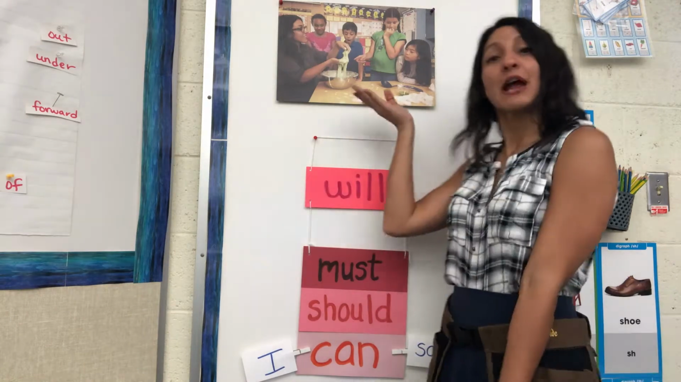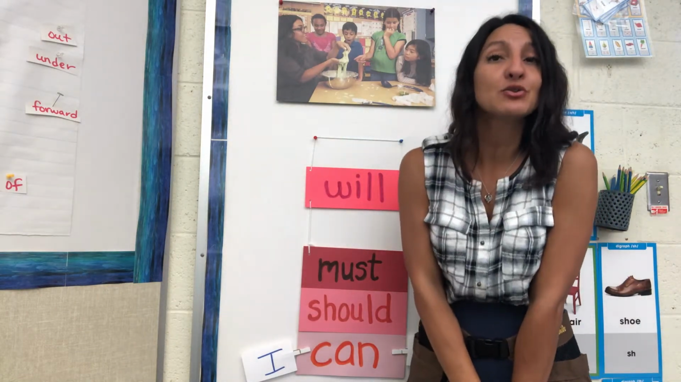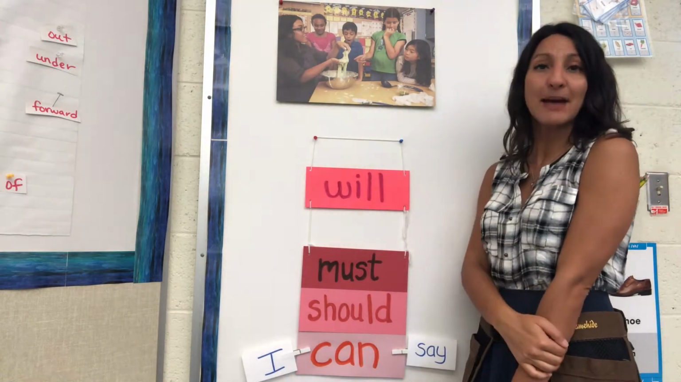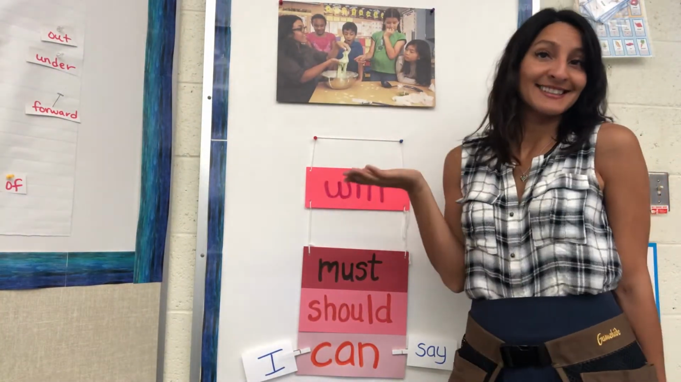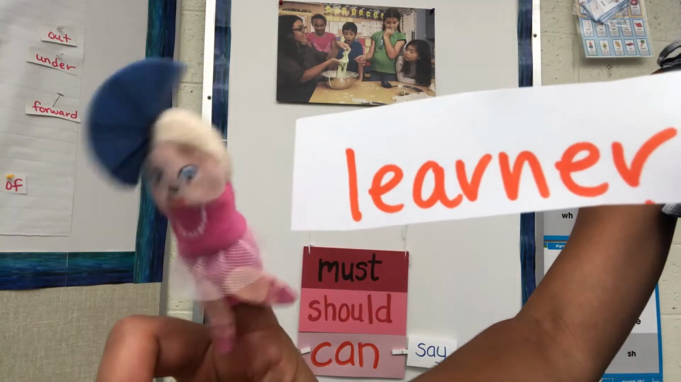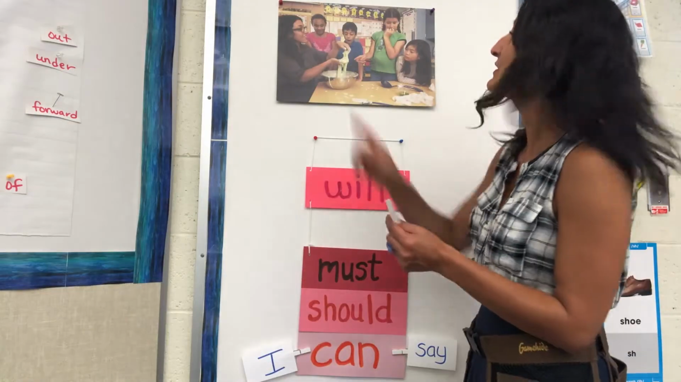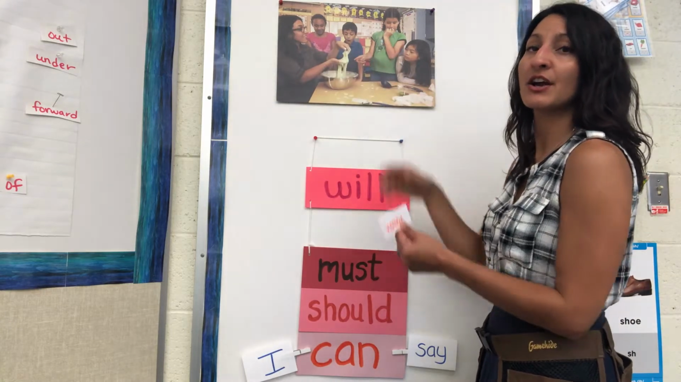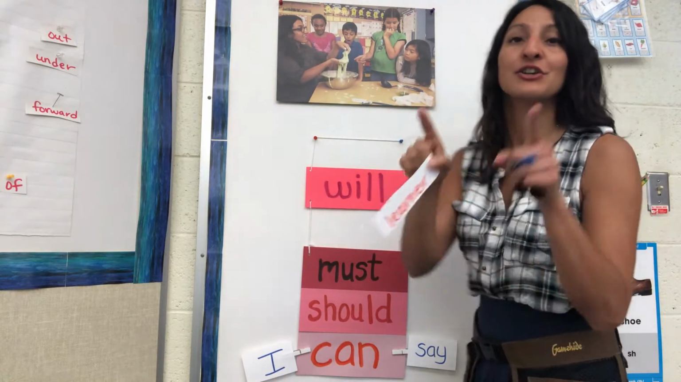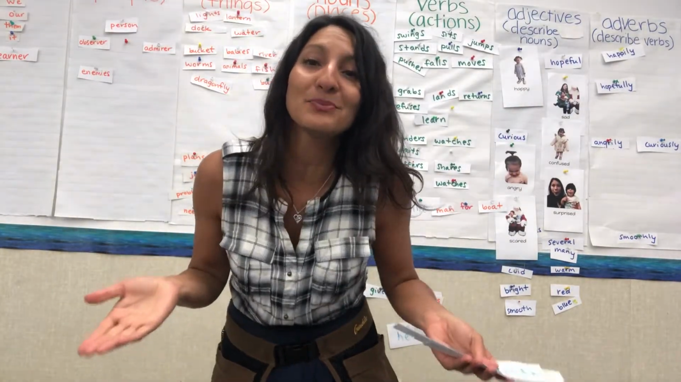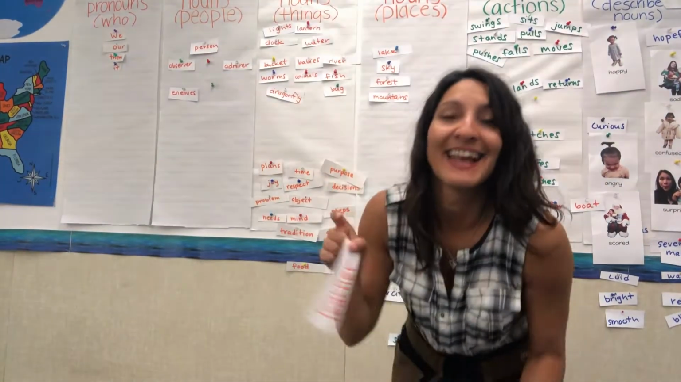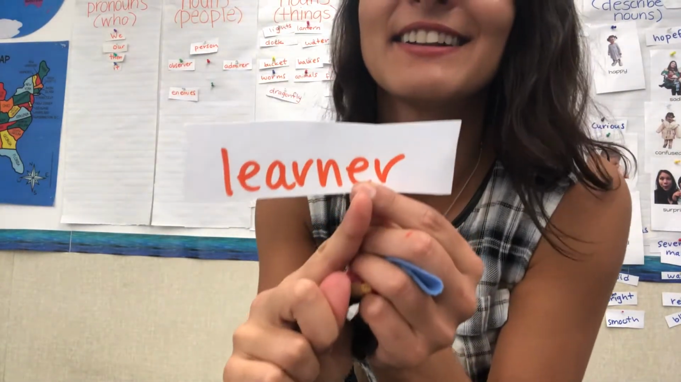How could you describe this picture? What words would you use to tell me what is happening? Who is in the picture? There's a learner. The students in the picture are called learners. You are a learner. Let's try it together. Say these words with me. A learner is a noun. Say it with me. Learner.